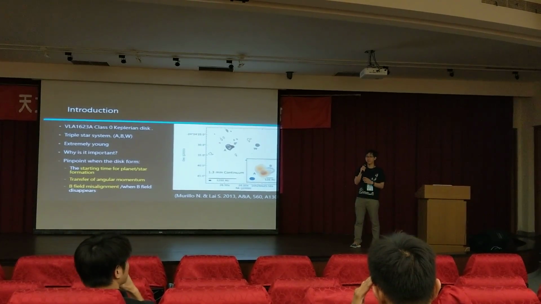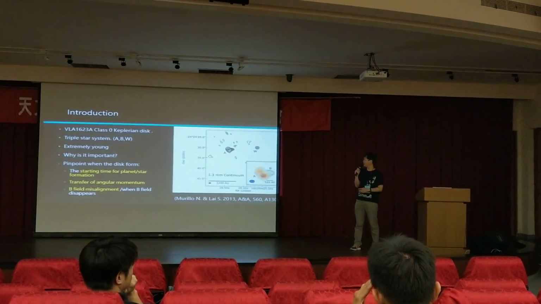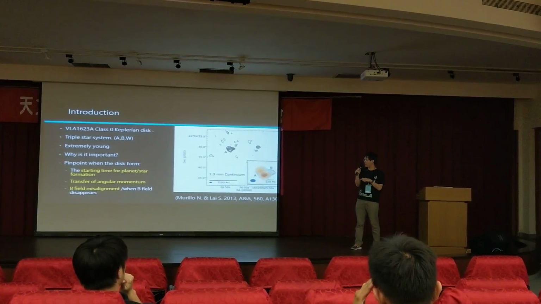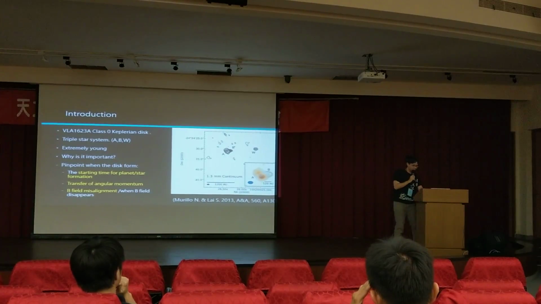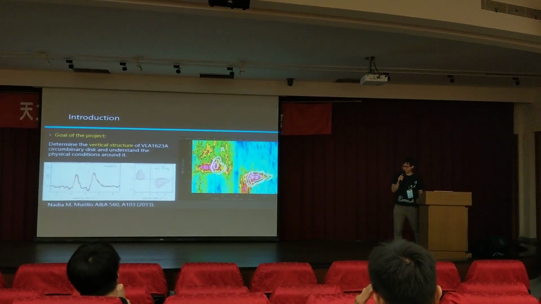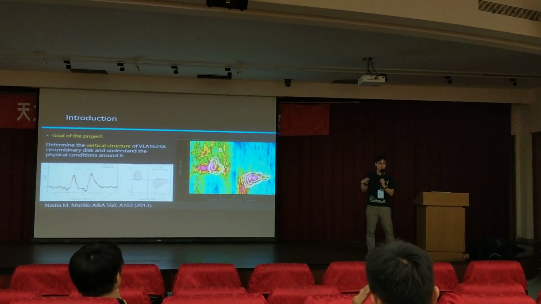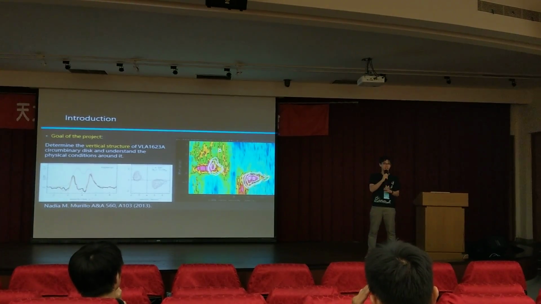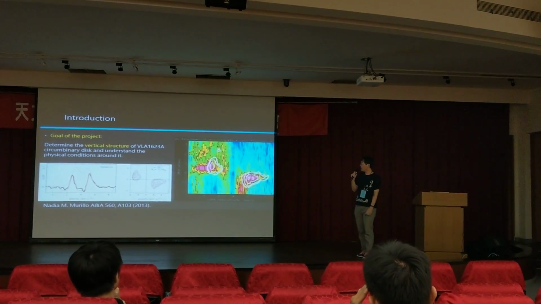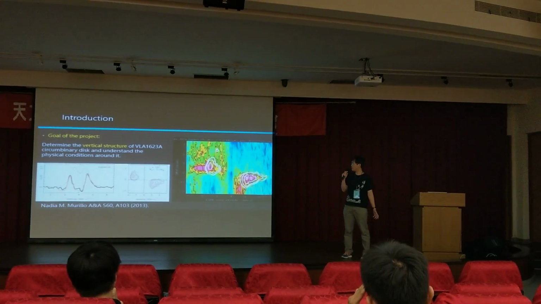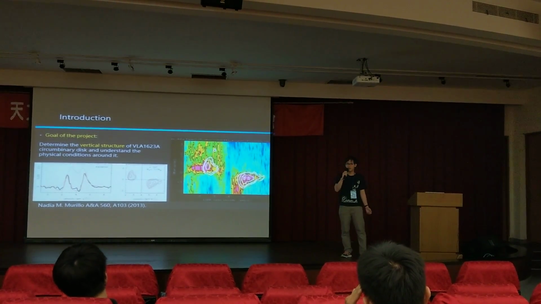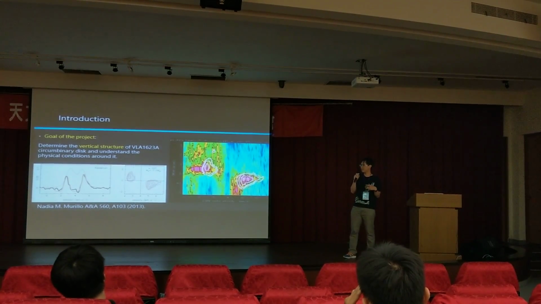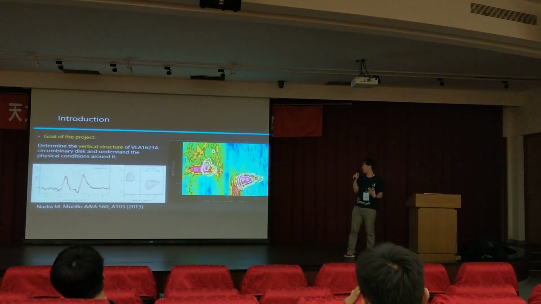Previously, Nadia identified the rotating disk around the source A. And just recently, as I will show you later, the source A is actually a binary. So my goal for the project is to determine the vertical structure of VOA 1623A, a binary disk, and also understand the physical conditions around it.